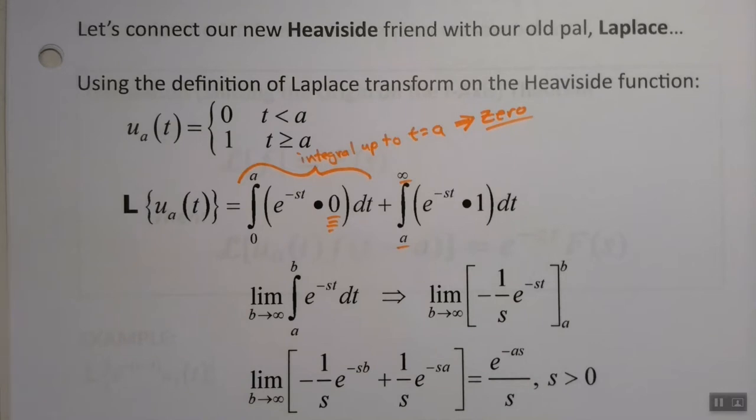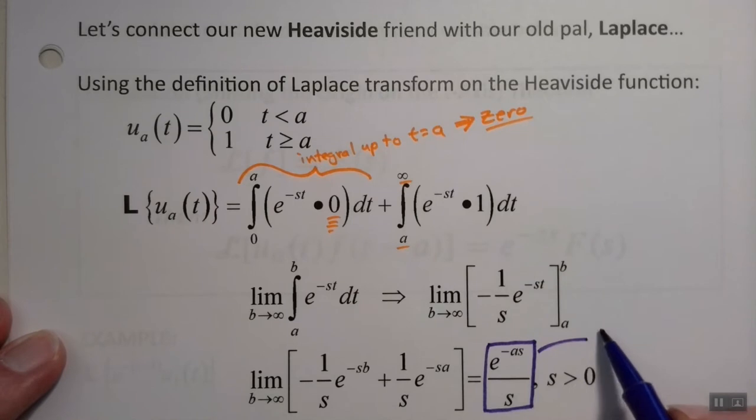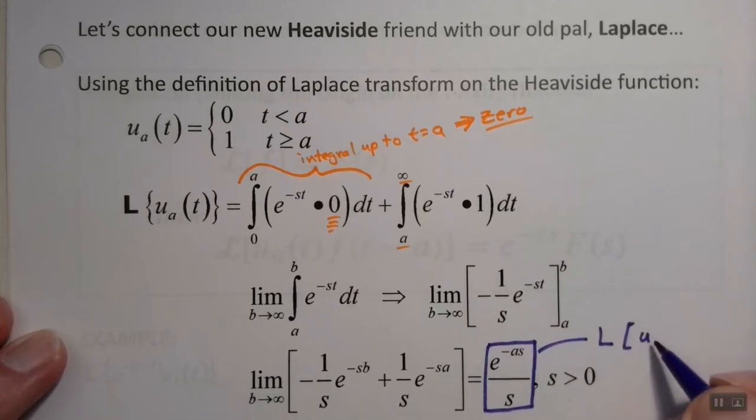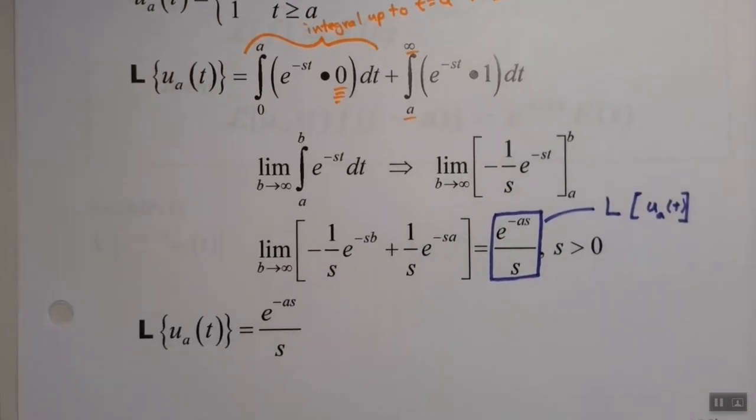This right here really is the Laplace transform of u sub a of t. You just have to know what a is. Oops, let me close my parentheses on the t. You have to know what a is, and then you can create the Laplace transform. Right? So what does that mean for us? Well, it means that taking the Laplace transform of a Heaviside function is actually really easy.